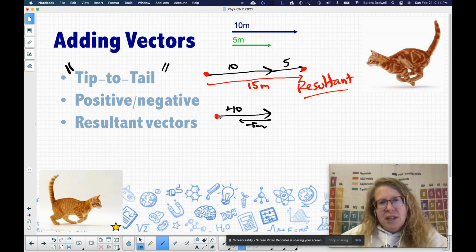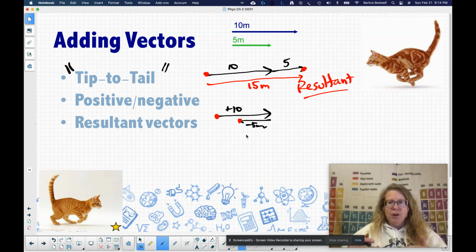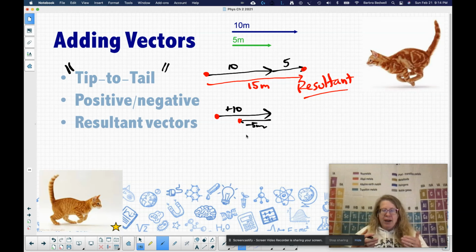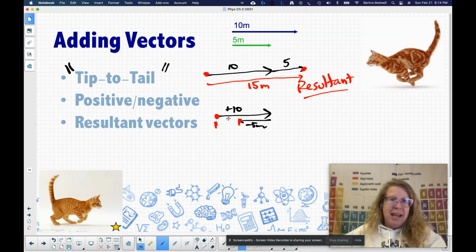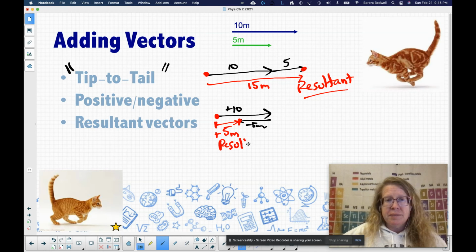So it starts there and it ends here, right? It didn't take a step over and come back. It literally went forward 10 and then came back 5. So what is the resultant for this? Well, the resultant goes from here to here. It's 5 meters. I know you know that, math-wise, but what direction is it? The net gain of this cat, if it went to the right 10 meters and to the left 5 meters, is this direction, plus 5. That's a resultant. I know this is kind of weird.